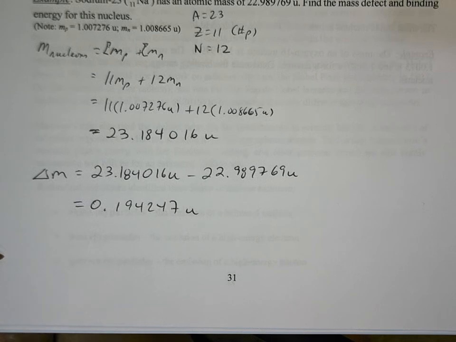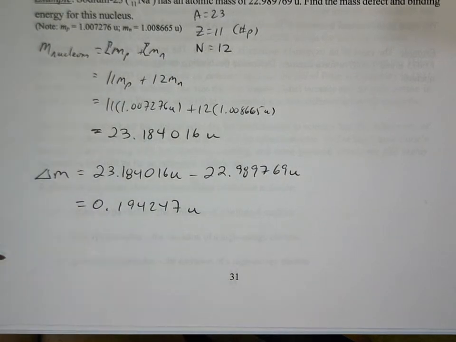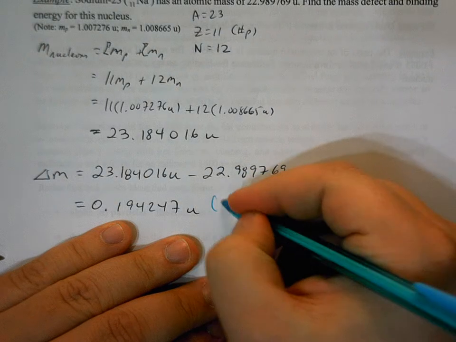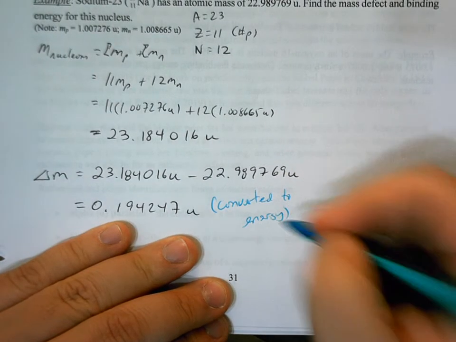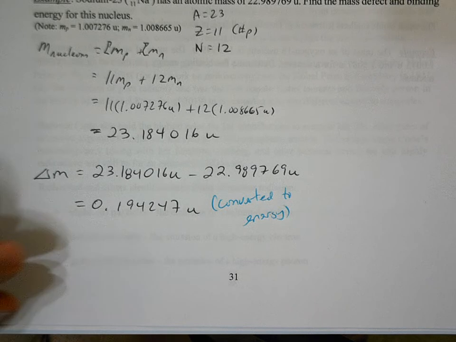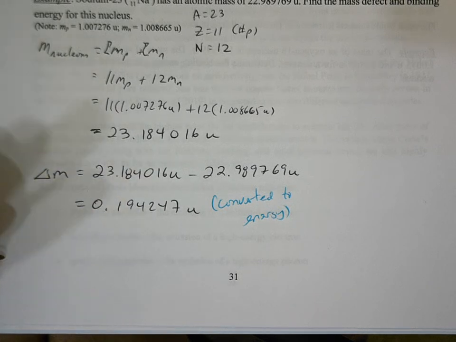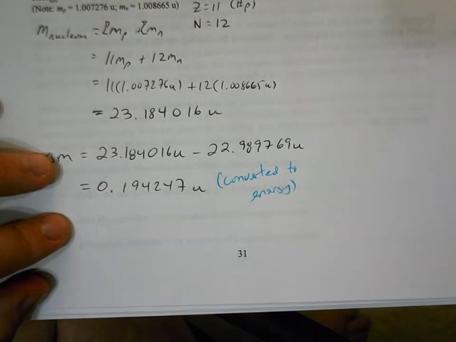Now, that mass didn't go away. What's going to happen is this mass defect is going to be converted to energy. We'd like to find out how much that is, so we are going to use E equals mc squared. For E equals mc squared, the mass defect has to be in kilograms, so this has to be converted to kilograms.